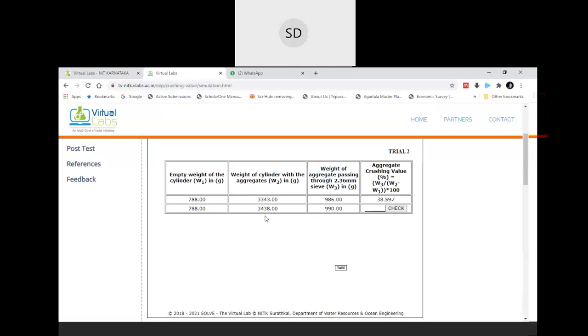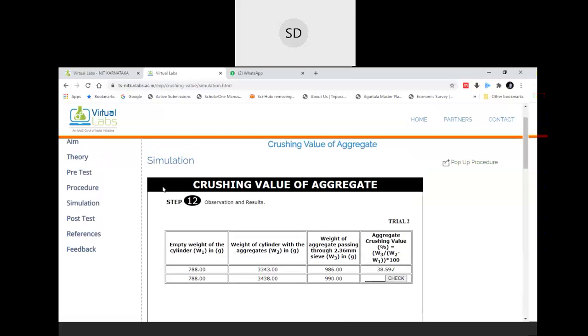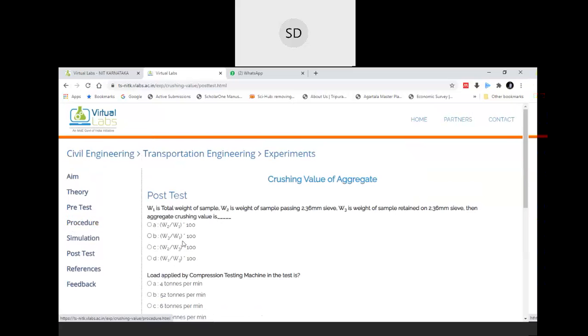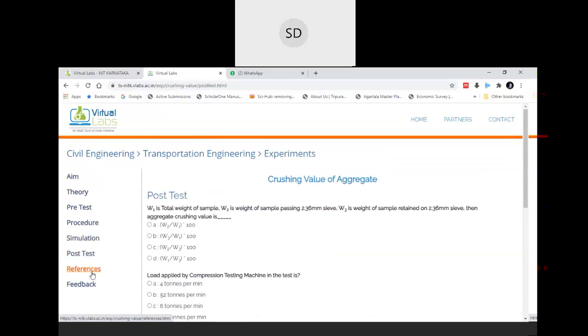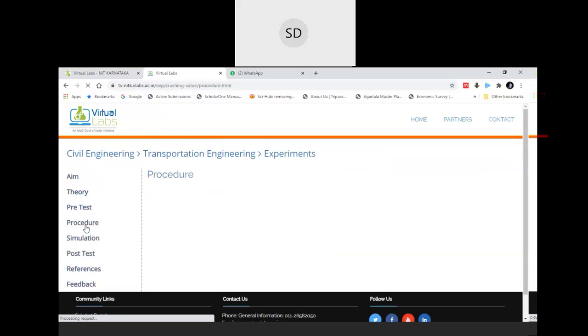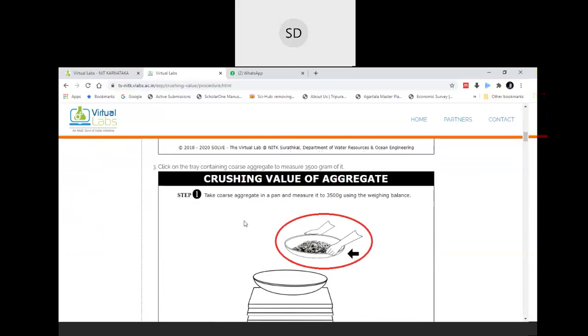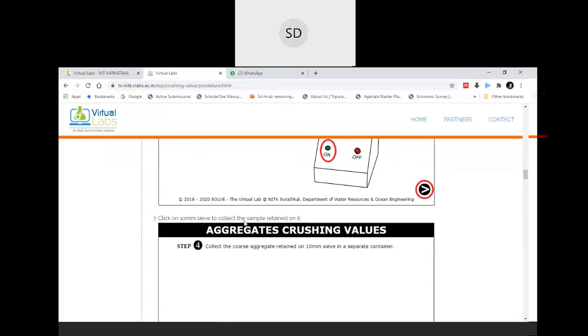Then again you have to check what the values are. Similarly, you have to check the values of your aggregate crushing test. So basically, this is the procedure for the aggregate crushing test. After the test, there are some procedures. So what are the procedures? These are some questions you can check. So these are the procedures we have followed.